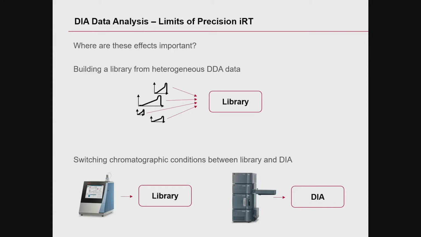That's for sure. The more homogeneous this data is, the better your libraries will get. And then the second step where it really makes a difference is when you switch the chromatography between the library and your DIA acquisition. I mean, I'm not saying that's something you should never do, but if you can avoid it, it's a bit better. I'm not saying it's a bad idea to do it or to use a library that has been published. I'm absolutely not saying this. I'm just saying it can make a small difference if you're doing that.